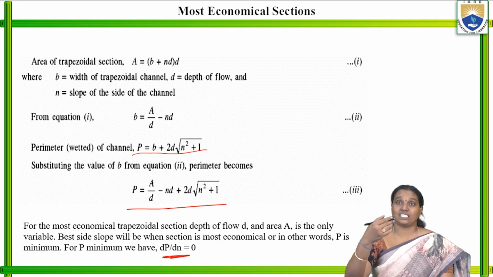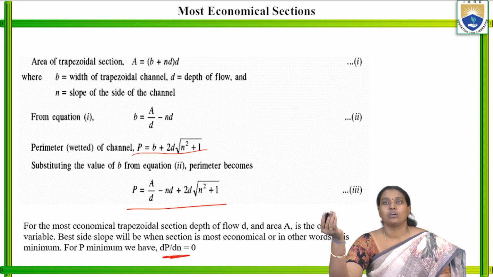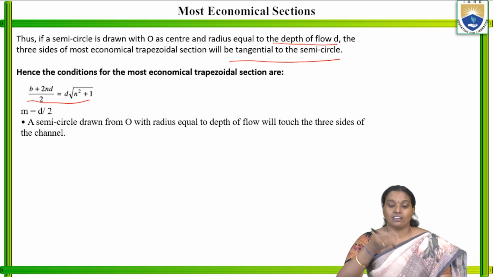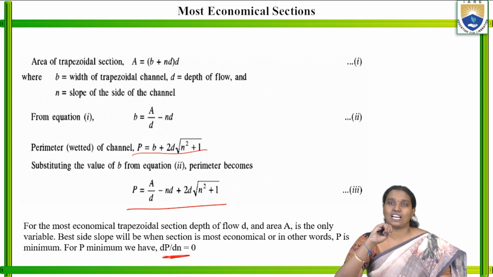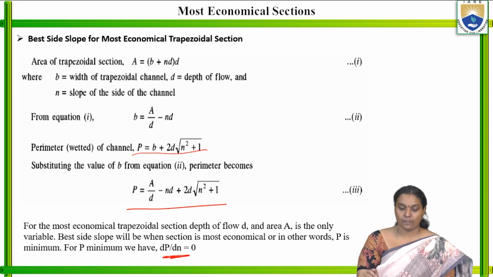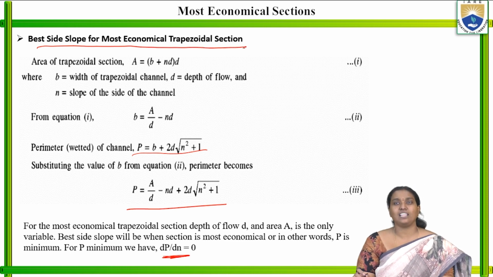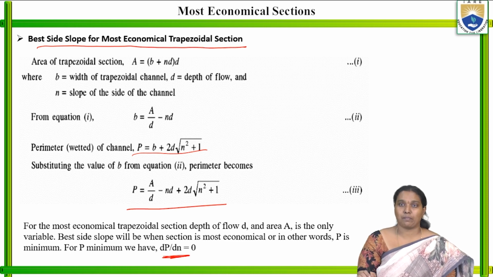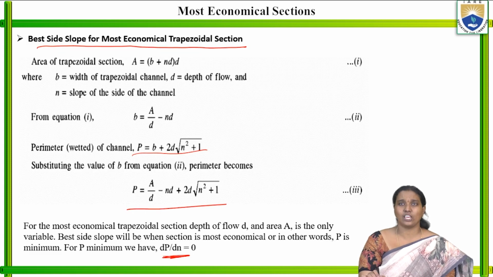So for the most economical channel section, the wetted perimeter is differentiated with respect to the depth of the flow. These are the conditions. Coming to it in terms of the slope of the side of the channel, we will see what happens. So the best side slope of the most economical trapezoidal channel section: dP by dn.